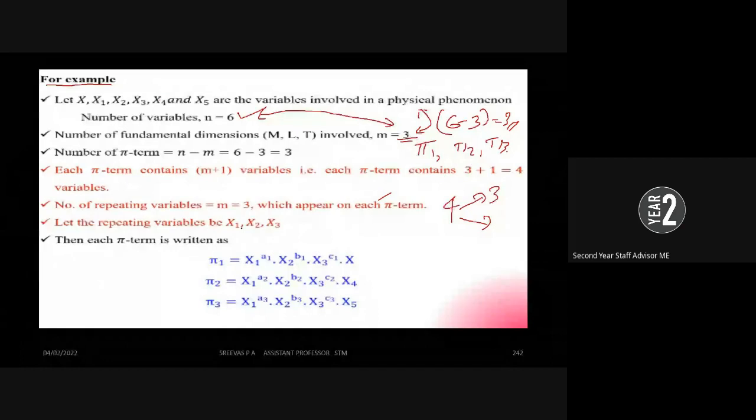And I have chosen the repeating variables as x1, x2, x3. Okay, so each pi term will be, if you consider pi1, x1, x2, x3 as the repeating variables, then x, the remaining term; then pi2, with x1, x2, x3 as repeating variables, and then the remaining term x4; then pi3, with x1, x2, x3 as repeating variables, and then the remaining term. That is how we write the 3 pi terms.